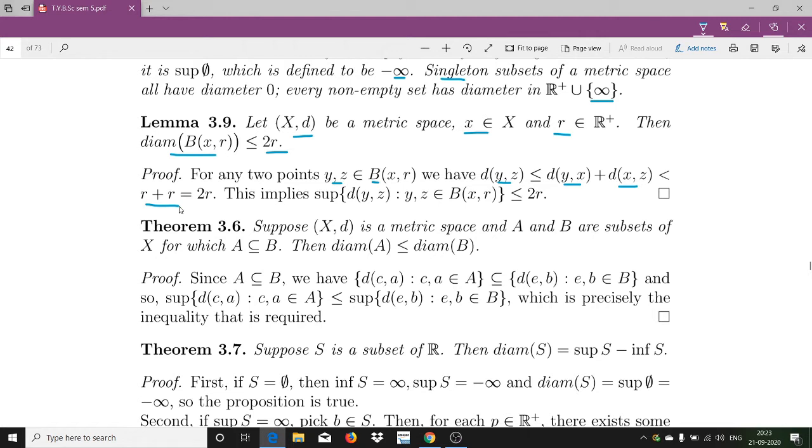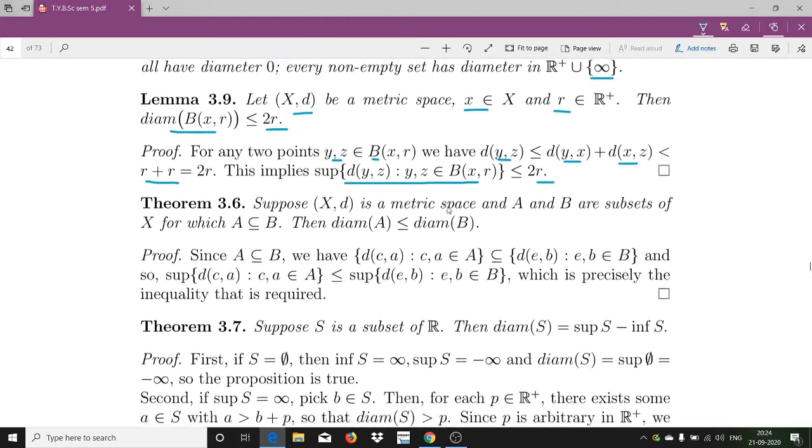That will imply that supremum of d(y, z), where y and z belong to your open ball B(x, r), will be less than or equal to 2r, and that proves that diameter of B(x, r) is less than or equal to 2r, because diameter is defined to be supremum of this set only. So that proves that diameter of an open ball of radius r is less than or equal to 2r. In fact, the equality also can occur. You can think of an example where the equality will occur.